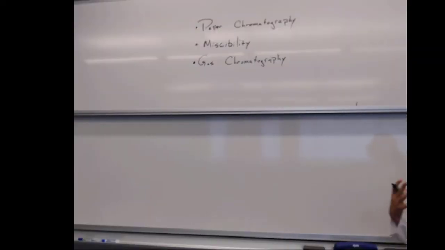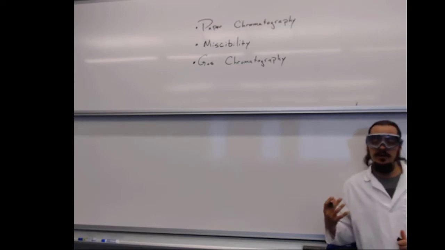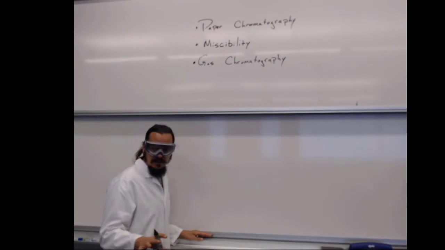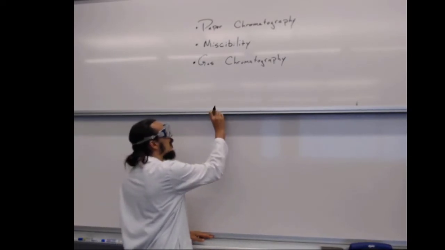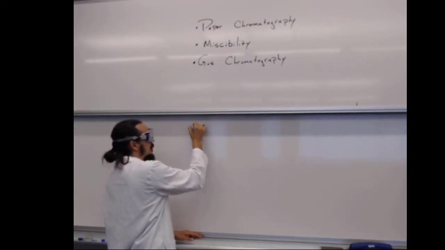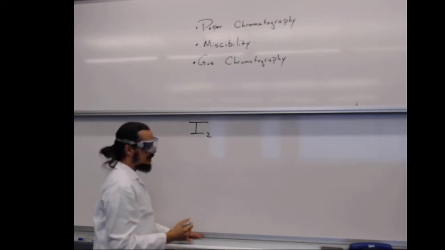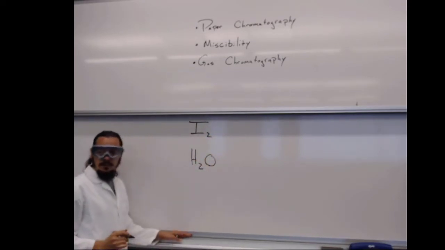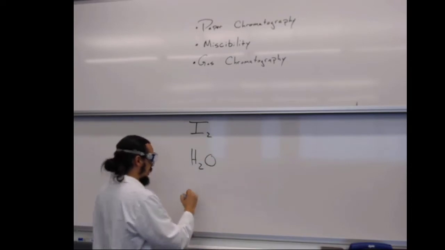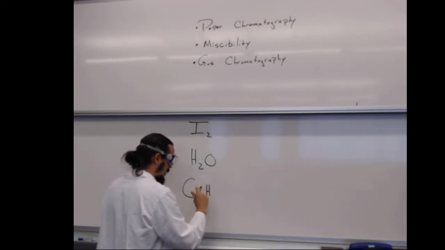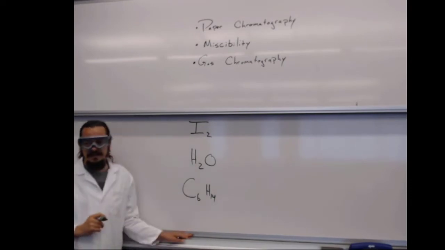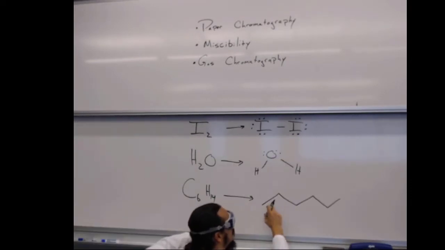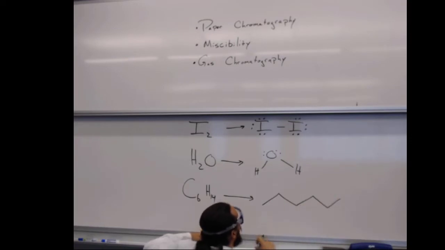So to get started, let's consider what the structure of hexane, water, and iodine look like. Do me a favor, take a moment on a piece of paper, draw out these Lewis structures. I2 for iodine, H2O for water, C6H14 for hexane. I'm just going to use the line drawing, 1, 2, 3, 4, 5, 6 for hexane.